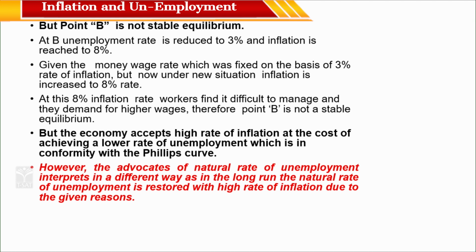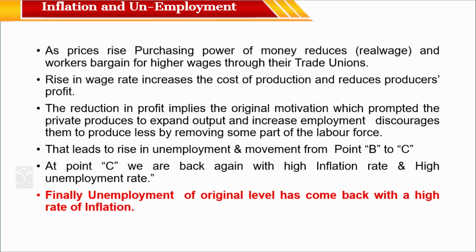But the economy accepts this high rate of inflation. The main reason is that, at the cost of achieving a lower rate of unemployment, the government has to accept some extent of inflation, which in turn conforms with the Phillips curve. However, the advocates of the natural rate of unemployment interpret it in a different way: in the long run, the natural rate of unemployment is restored with a high rate of inflation, for the reasons which I am just trying to explain here.